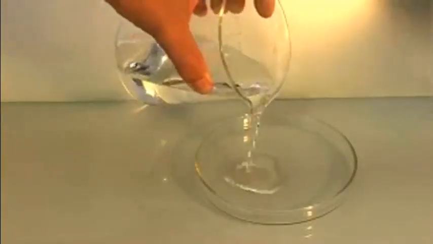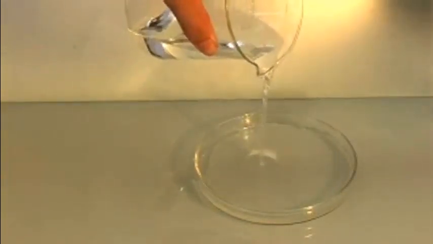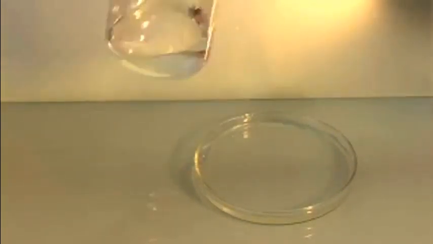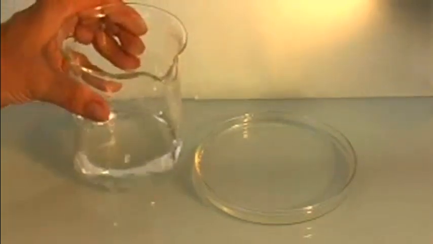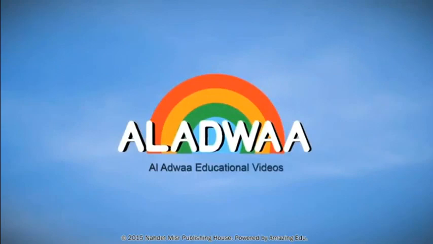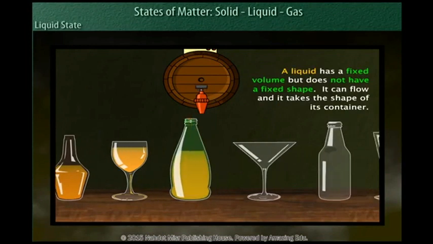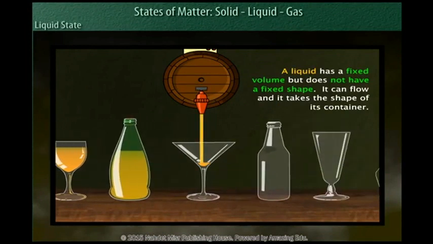Water moves freely and quickly, taking on the shape of the container it's poured into. A liquid has a fixed volume but does not have a fixed shape. It can flow and it takes the shape of its container.